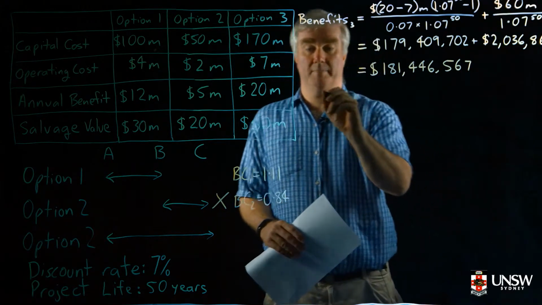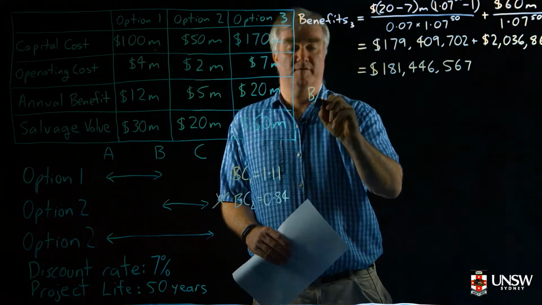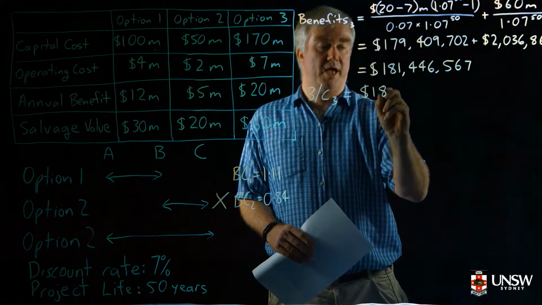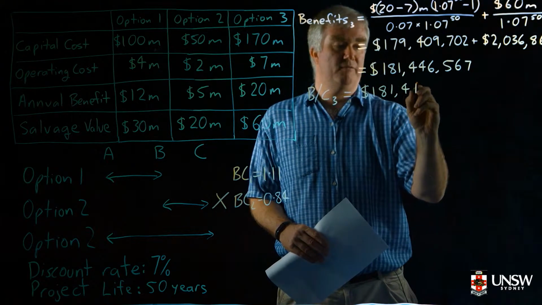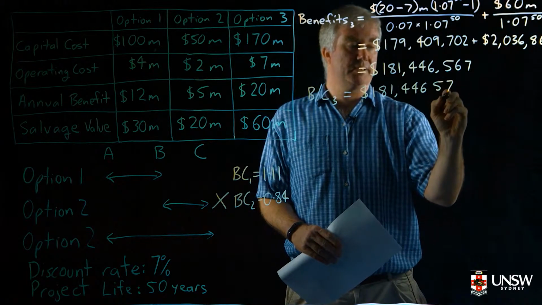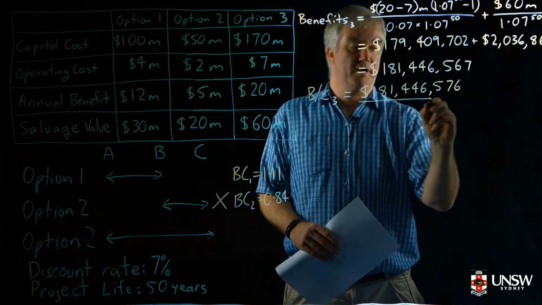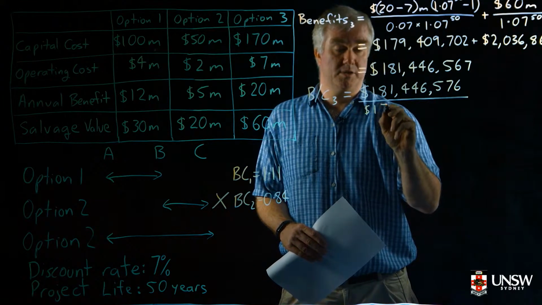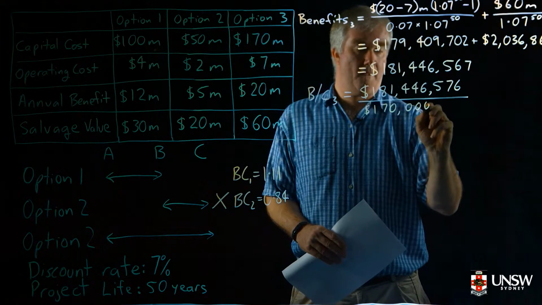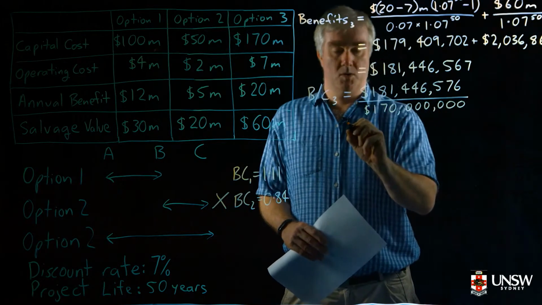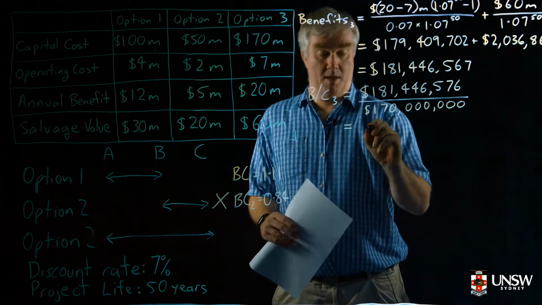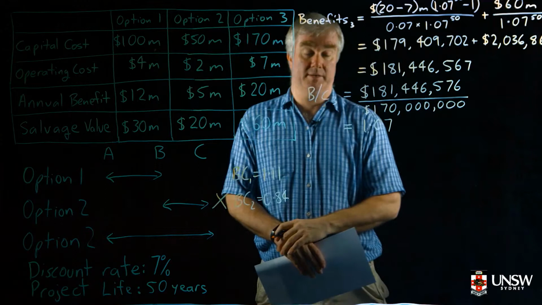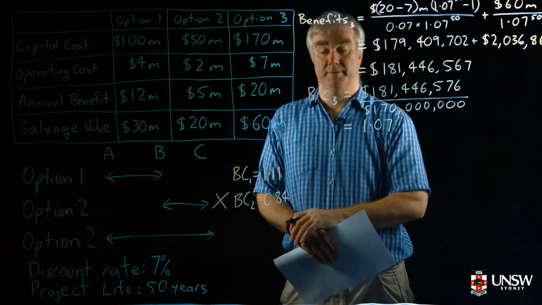So we can work out our benefit cost ratio for project 3 is going to be equal to $181,446,576 divided by our capital cost, which is $170 million, which gives us 1.07, which is bigger than 1, so it's worth doing this project.